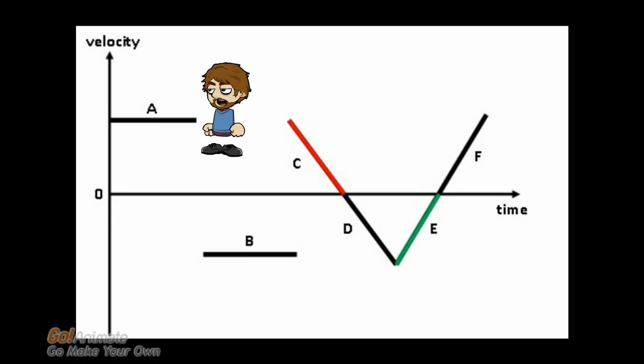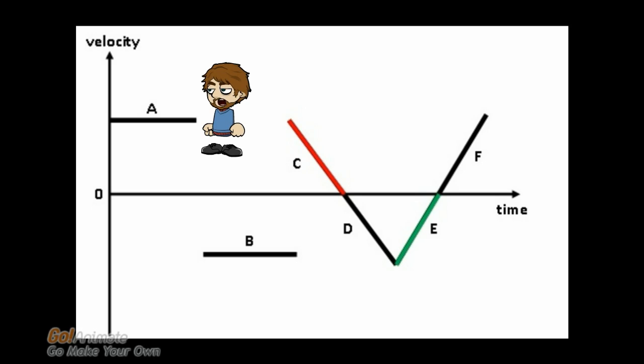As you can see, there are 6 different parts to this graph. We'll look at each part separately first. Remember that when you look at a velocity graph, the direction of motion is not determined by the shape of the graph, but whether the velocity is positive or negative.